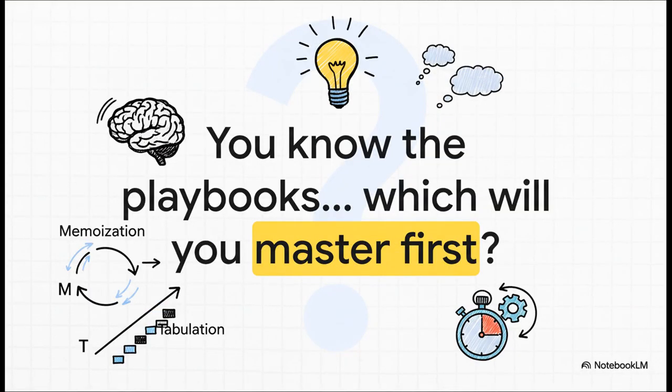So the real takeaway here isn't about picking a favorite. It's about being flexible. The truly impressive skill is being able to look at a problem, whip up a memoized solution to prove the logic, and then, if needed, transform it into a super efficient, space-optimized, tabulated solution. That's what separates the good from the great. So the question for you is, which one are you going to master first?